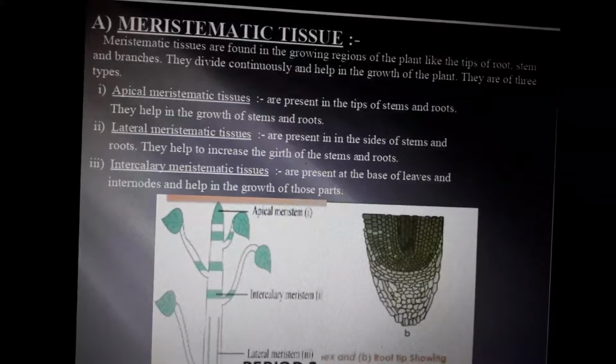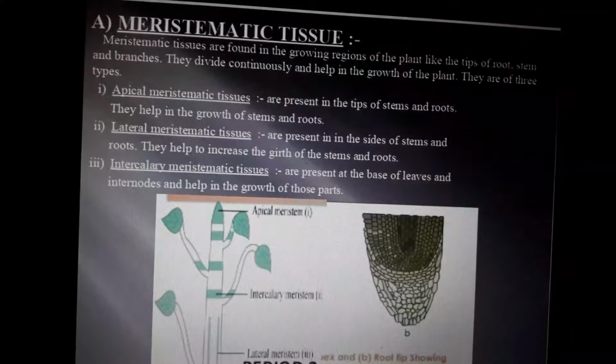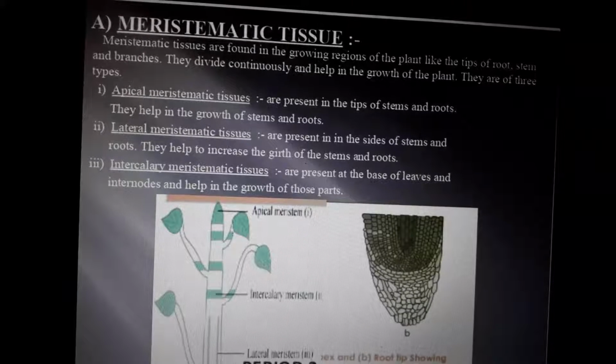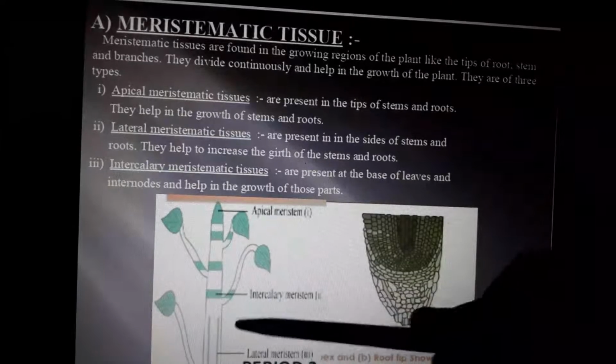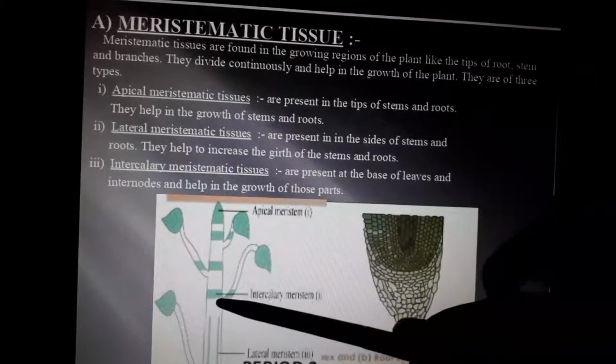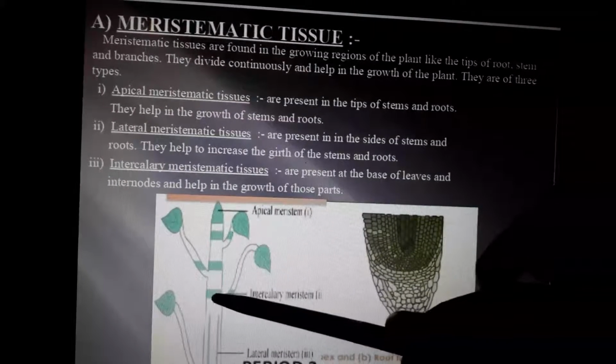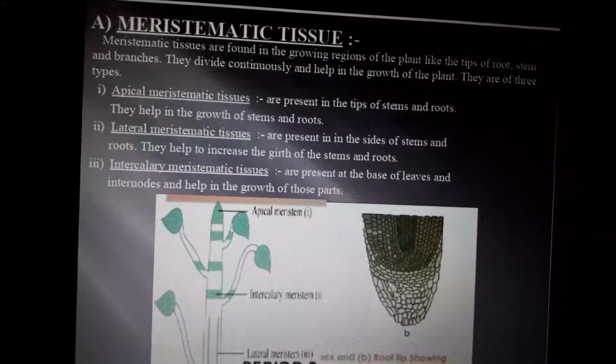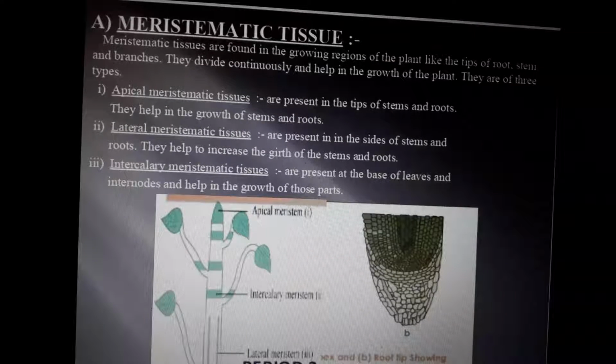And also one more is there, intercalary meristematic tissue. They are present in the base of the leaves and internodes and help in the growth of these parts. Actually, intercalary meristem, this is not a good example. Actually, it is near where the branch starts. There is intercalary meristem there. Just imagine the example of bamboo. Have you seen bamboo sticks and all?